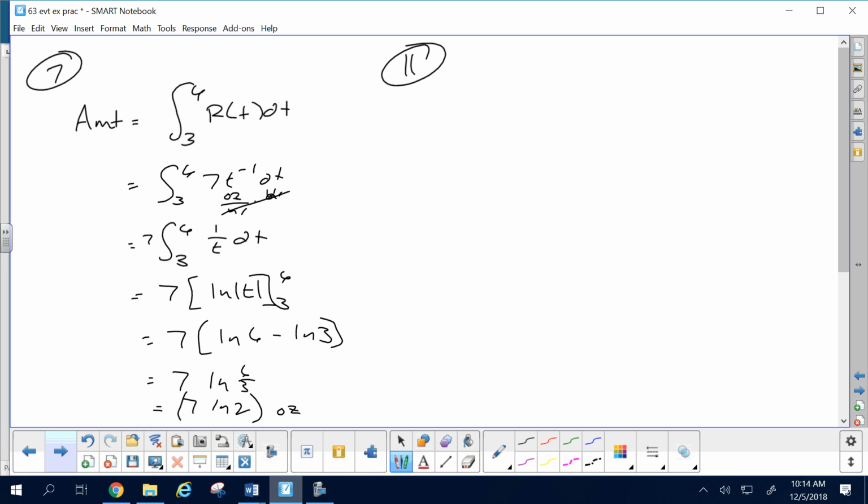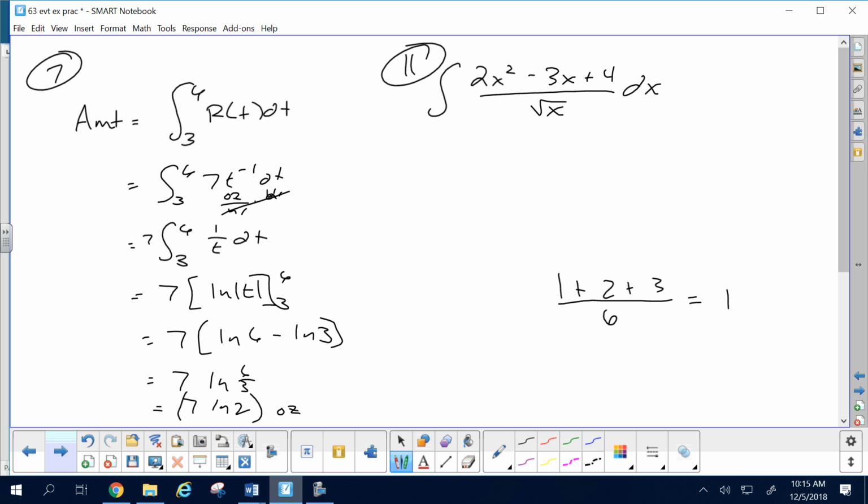Okay, this is a great technique question. The integral of 2x squared minus 3x plus 4 over the square root of x dx. Pause for a numerical mini lesson. 1 plus 2 plus 3 over 6. Do you agree that should equal 1, yes? Is it acceptable in numbers, if you have a sum in the numerator, to split it up into each one separately over the denominator? Is that okay? Are these two equal?